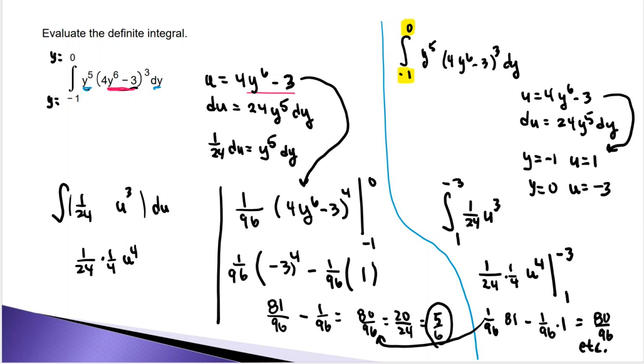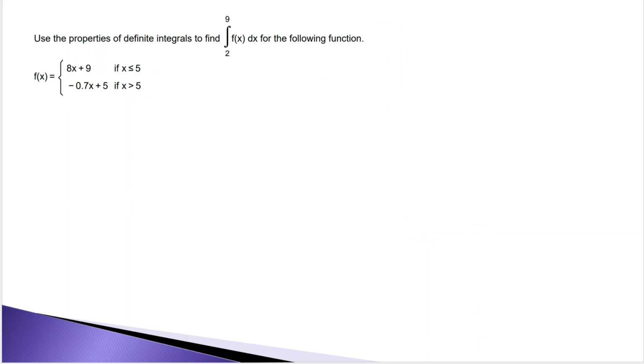Let's look at our third. I've got 2 more. Okay? This is very similar to the first question. If you have a piecewise function, you just set this up as 2 separate integrals. And I won't calculate this, I'll just set it up for you.